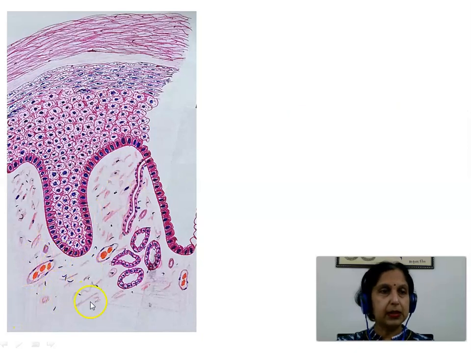This here, which we see lower down, is the reticular layer of dermis. So there are two layers of dermis, the papillary layer and the reticular layer. What we also see here is a sweat gland showing the duct and the secretory components.